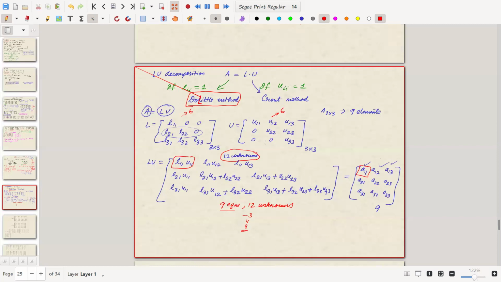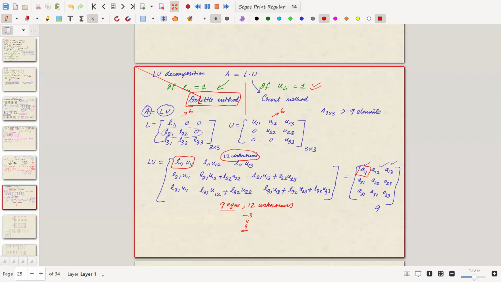Now let us come back to the Kraut method. In Kraut method, again, he thought, okay, Doolittle already did it with LII, so I should do something new. So I should do it with the upper triangular. Lower triangular is already taken. These are two different methods; you should not combine these. So in Kraut method, what did he do? He made the upper triangular diagonal to be 1.